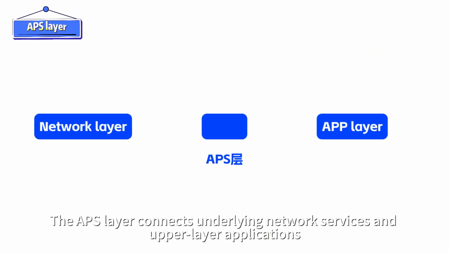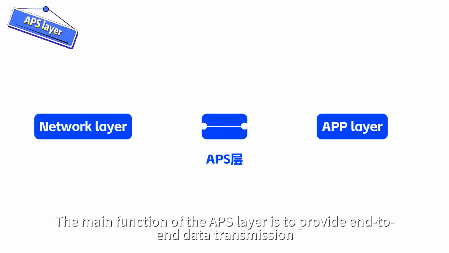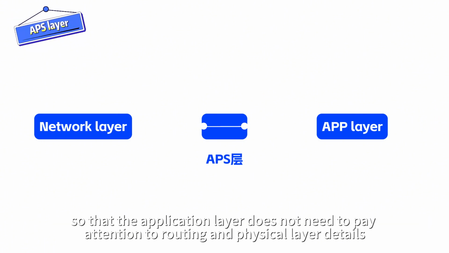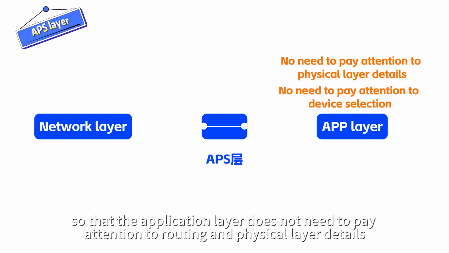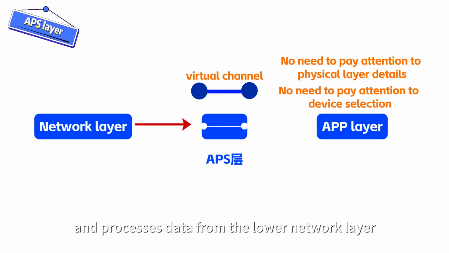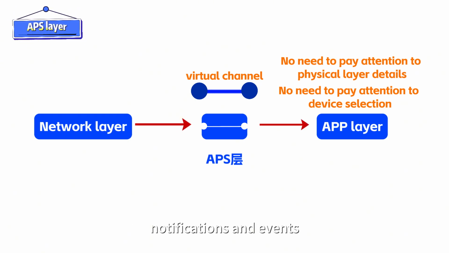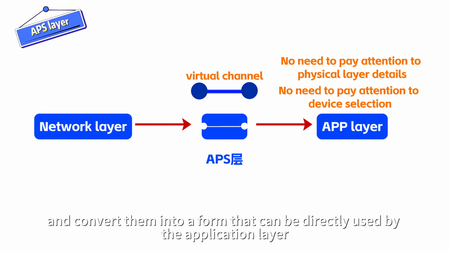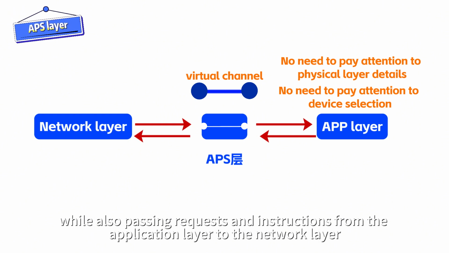The APS layer connects underlying network services and upper layer applications. The main function of the APS layer is to provide end-to-end data transmission, so that the application layer does not need to pay attention to routing and physical layer details. It establishes a direct connected virtual channel between the source node and the destination node, and processes data, notifications and events from the lower network layer, and converts them into a form that can be directly used by the application layer, while also passing requests and instructions from the application layer to the network layer.